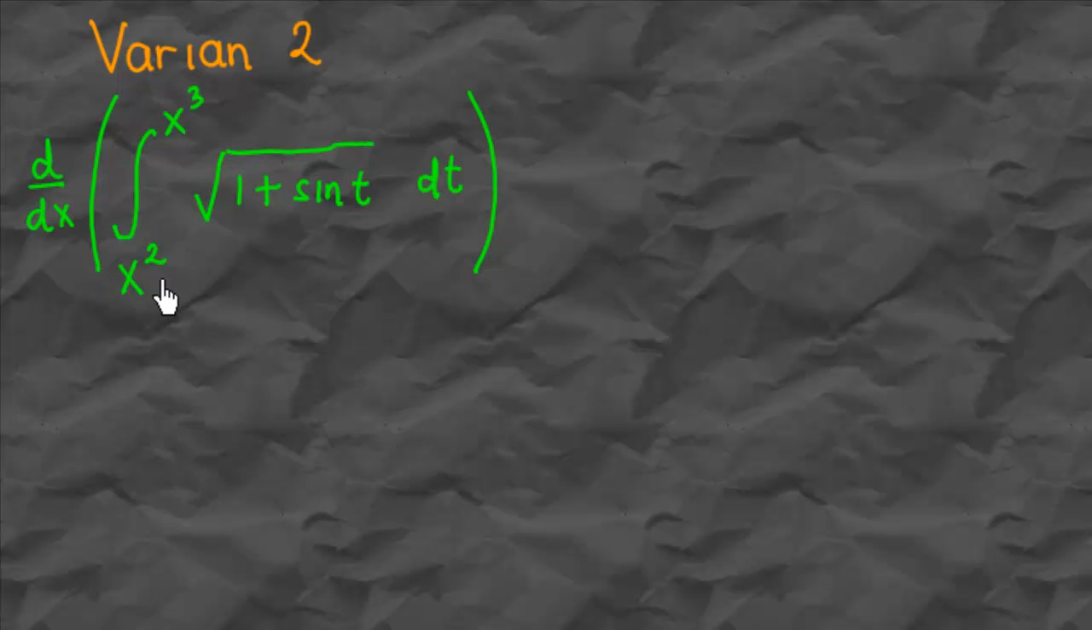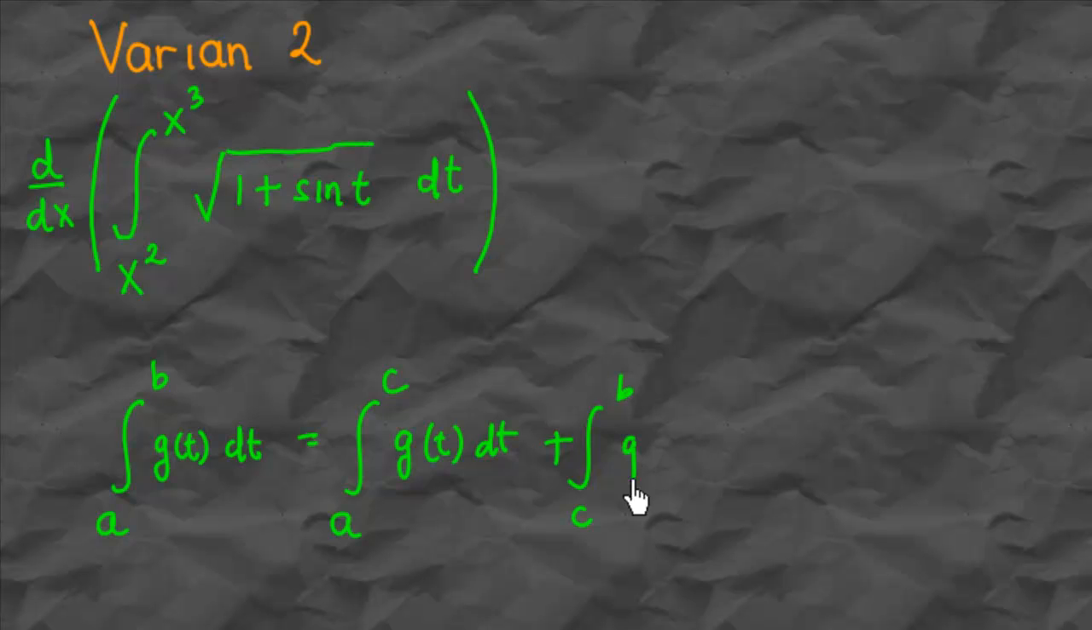Well, the answer is obvious. We need to somehow force this integral to have a lower limit that is a number. And how can we do that? Remember that we have the following property of integrals. If we have an integral from a to b, we can split this integral from a to c and then continue from c to b.